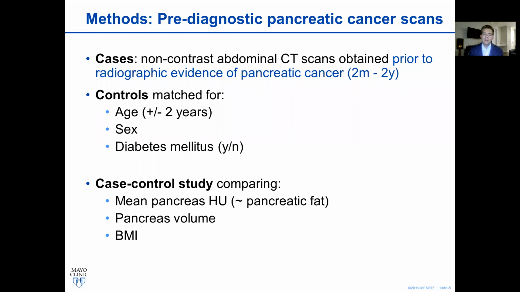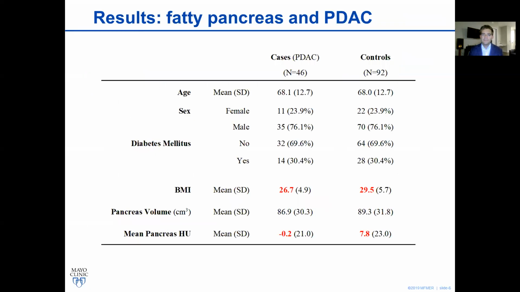So we collected cases which were non-contrast abdominal CT scans that were obtained prior to radiographic evidence of pancreatic cancer, anywhere between 2 months and 2 years. And we matched those to controls that were matched for age, sex, and diabetes mellitus. So essentially, we developed a case control study comparing mean pancreatic Hounsfield units, pancreas volume, and BMI in those two groups.